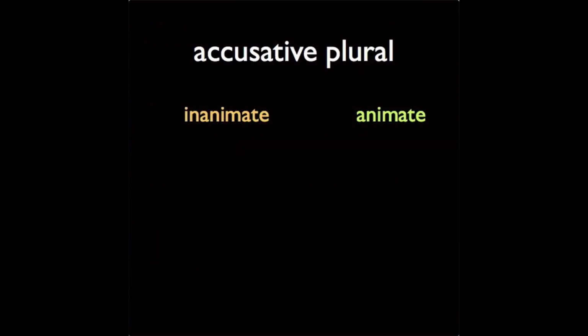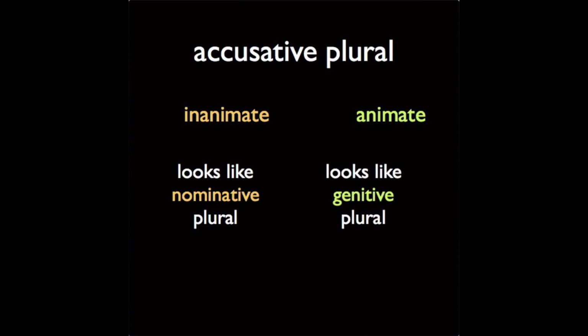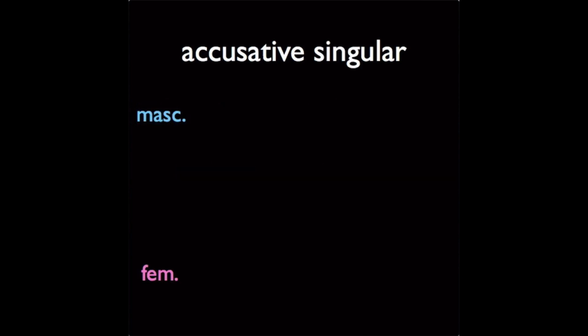So all these accusative plural forms kind of mirror what happens in the masculine singular. Inanimates look like the nominative, animates look like the genitive. But do note that in the plural, this animacy distinction applies to any noun, including feminines. So be aware that the accusative plural is a little different from the accusative singular in one important way.